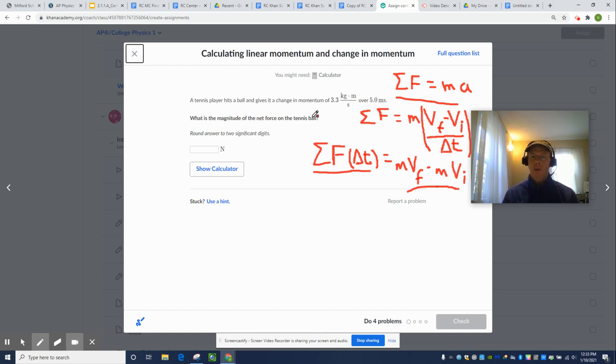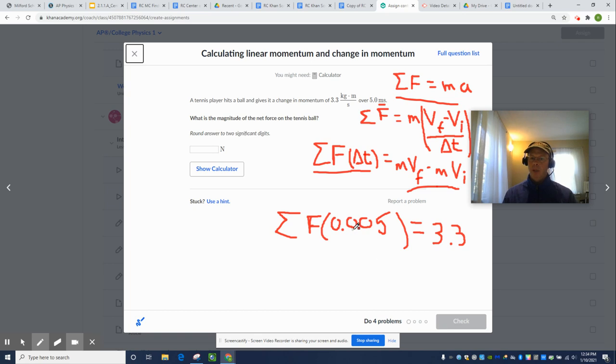What do they want us to actually do here? The change in momentum is 3.3 kilogram meters per second. And it takes place over 5 milliseconds. That little lowercase m means 1/1000th of a second. So, is that a reasonable time for the racket to actually contact the ball? I have no idea. All you do is you say sigma F multiplied by 5 milliseconds, again, that's 5/1000ths of a second, equals the change in momentum, which they're describing as 3.3 kilogram meters per second.